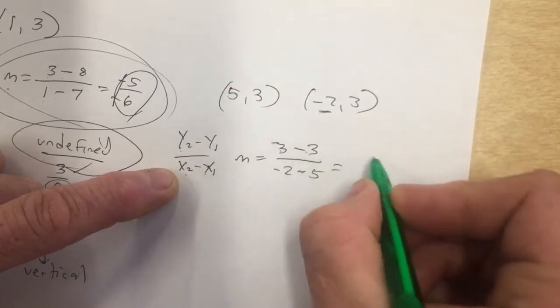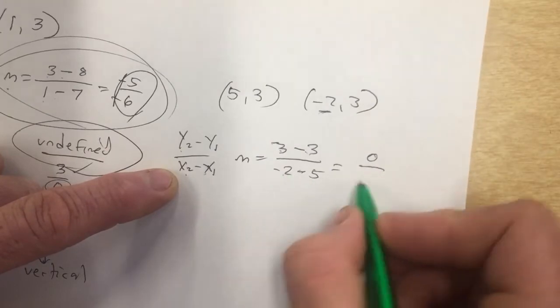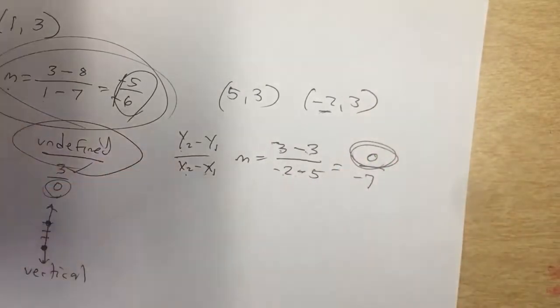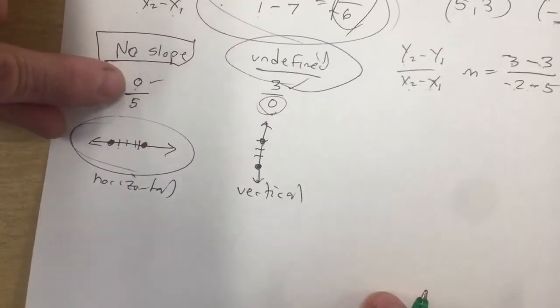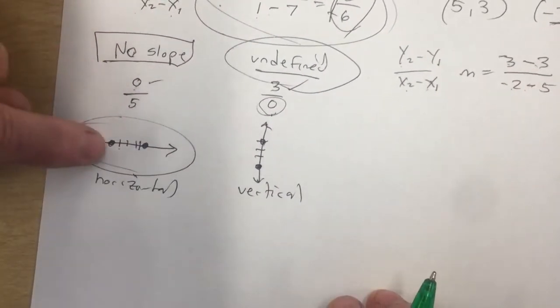So if I do 3 minus 3, that's 0. Negative 2 minus 5 is negative 7. But see how I got 0 on the top? 0 on the top means there's no slope. There's no slope on it. It's a horizontal line. Okay?